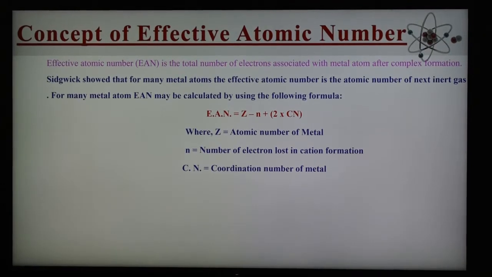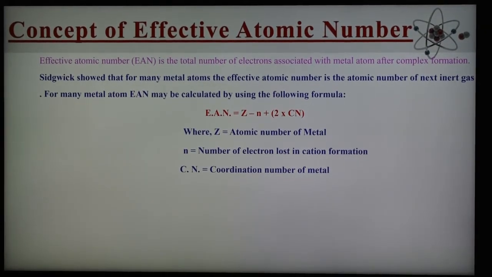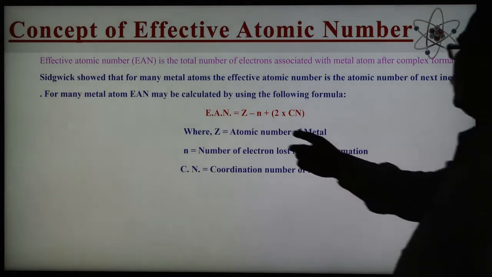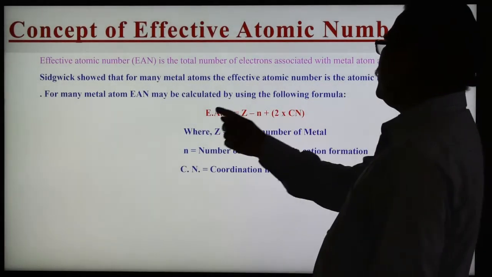So here, what is the concept of EAN, that is effective atomic number? As we know, effective atomic number is the total number of electrons associated with the metal atom after complex formation. Sidgwick shows that effective atomic number is the atomic number of the next inert gas, and we can also calculate effective atomic number by using this formula.